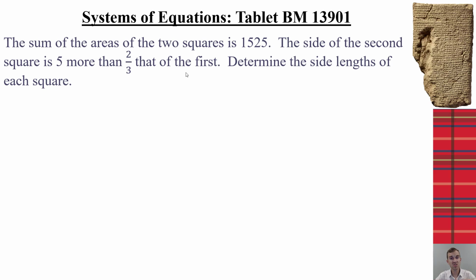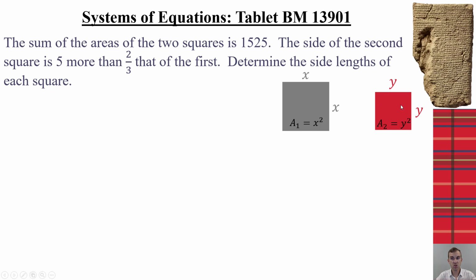What I do first, just so I can visualize what's happening, is I draw the two squares and I label their sides. I don't know the length of each side, so I'm going to give this an x. And I know it's length times width, so that's x squared. For the second square, I'm going to use y, and I know that would be y times y gives me y squared for its area.